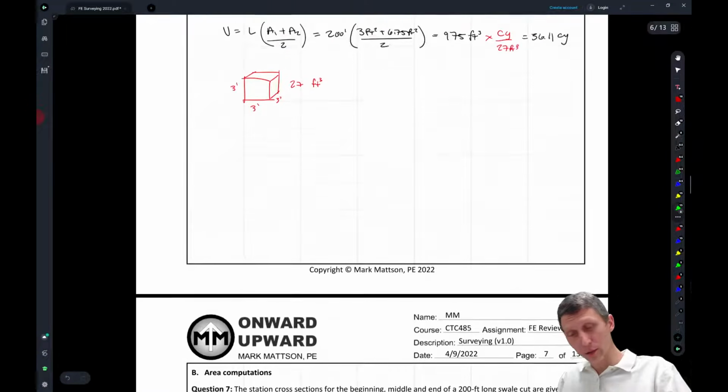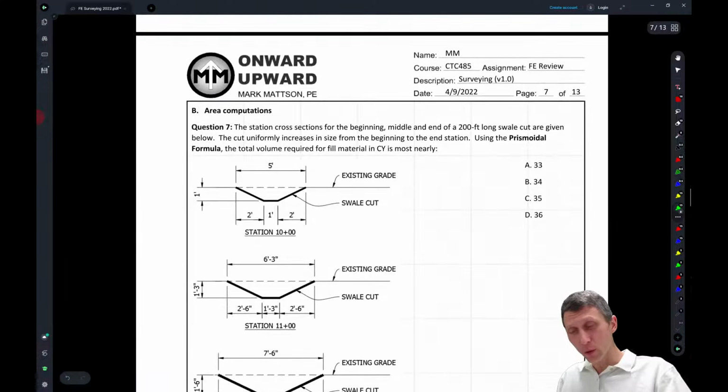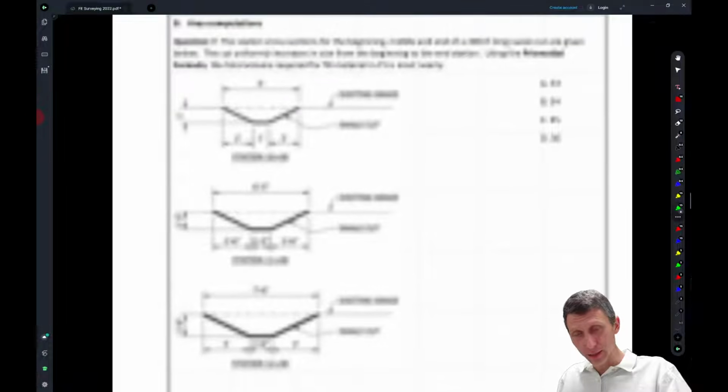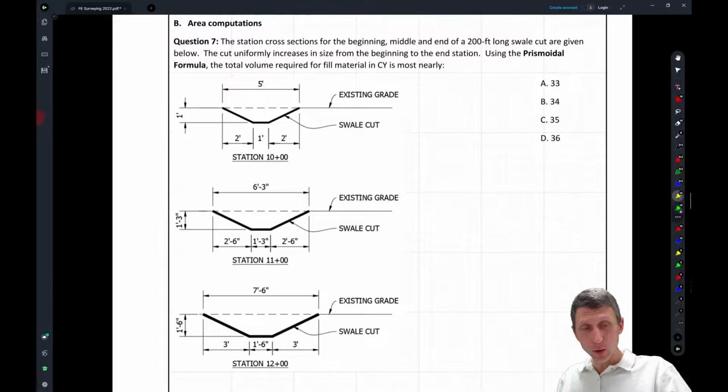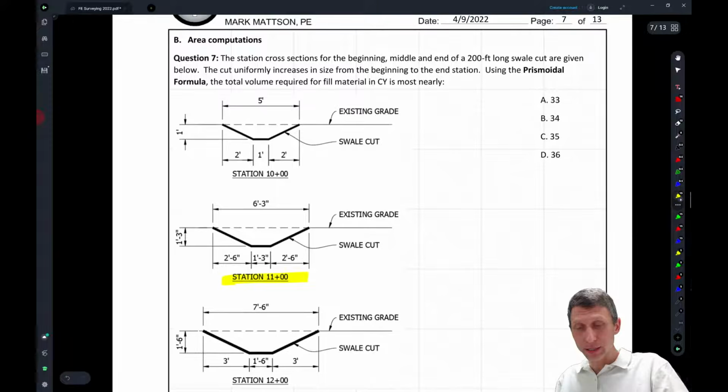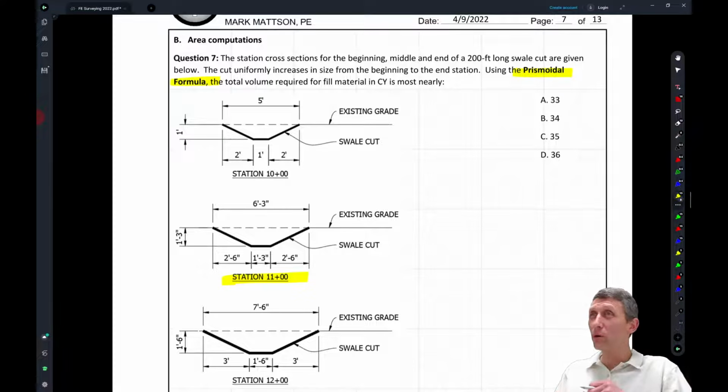So the next question, almost identical question, but the only difference here, I say the only difference, there's 2 differences. One, we get this extra section at station 11, and 2, we're told to use the Trapezoidal formula. Okay, and I don't know if they're going to tell you on the test which one to use, or if they're just going to say use one or the other. I honestly don't know, but what we'll see here is we actually get different results.